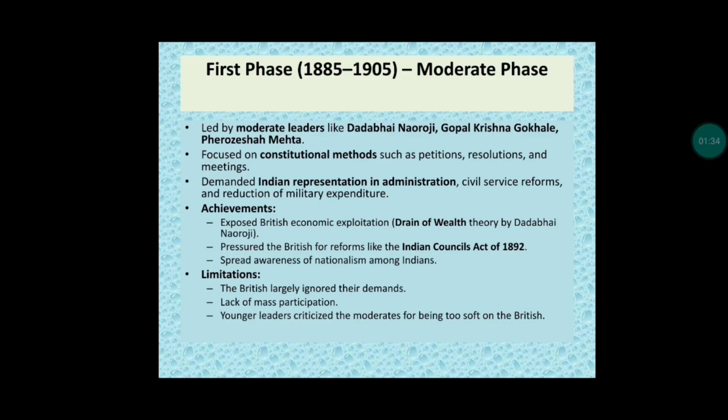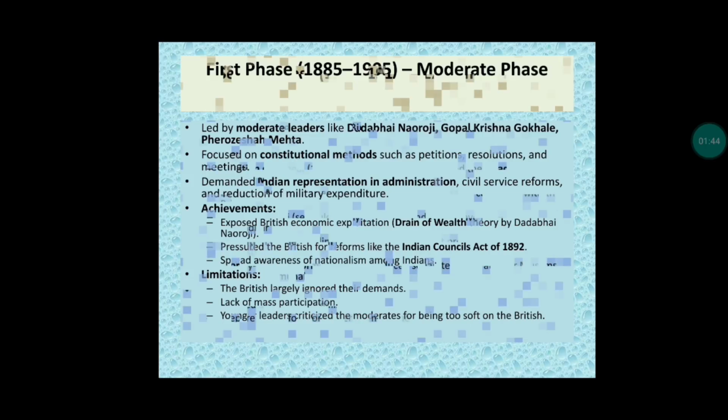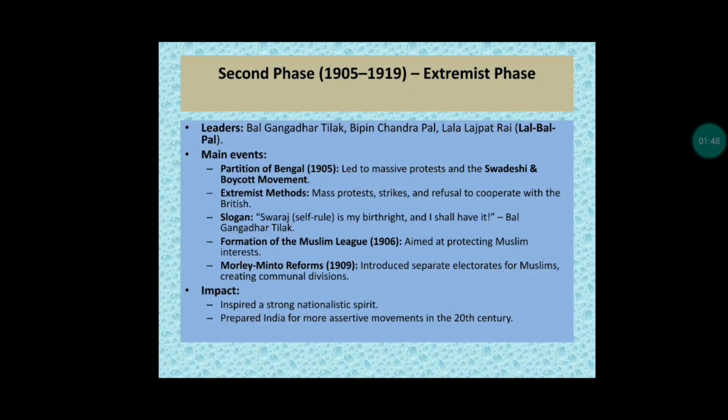Limitations: the British largely ignored their demands, lack of mass participation. Younger leaders criticized the moderates for being too soft on the British. Second phase, that is 1905 to 1919, the extremist phase. Leaders: Bal Gangadhar Tilak, Bipin Chandra Pal, Lala Lajpat Rai, combinedly called Lal Bal Pal. Main events: Partition of Bengal 1905 led to massive protests and the Swadeshi and boycott movement.